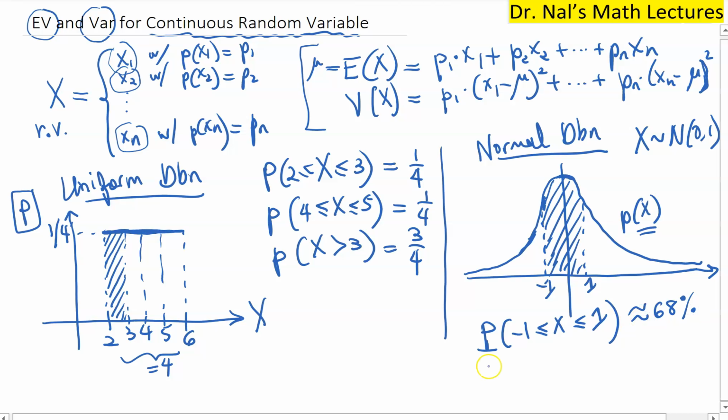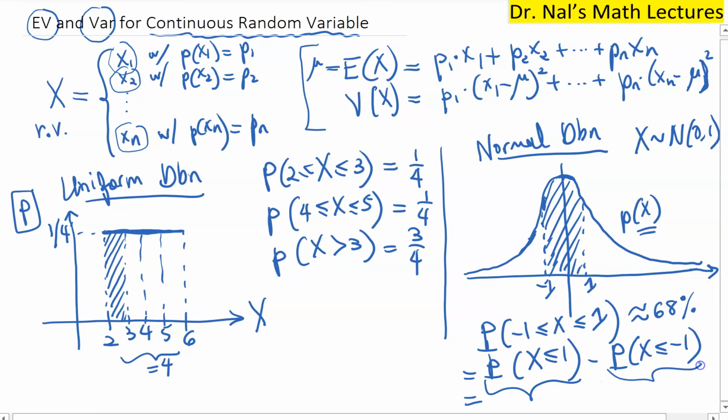All we do is look at the area to the left of 1, and from that we subtract the area to the left of -1, and that should give you the desired answer. Obviously for this one we use the norm.inv function. Similarly for this one we use the norm.inv function, something that we learned last week. So this is very easy.